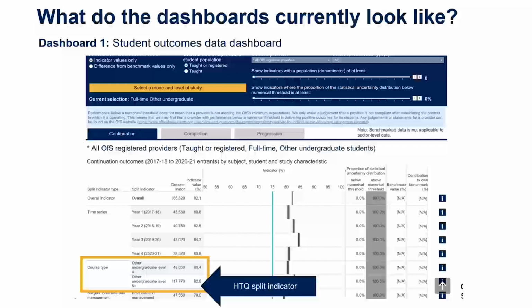As stated previously, all HTQs and the students studying on them are included in our other undergraduate level of study under course type. If we made no changes to our current approach, student outcomes for HTQs would be counted with other level 4 and 5 courses. You cannot currently see the proportion of other undergraduates that are on HTQ courses. It should be noted, however, that if student numbers are low, at less than 23 students, then the data for indicators and split indicators is suppressed. If we add the HTQs as a split indicator, then it would appear here under course type.